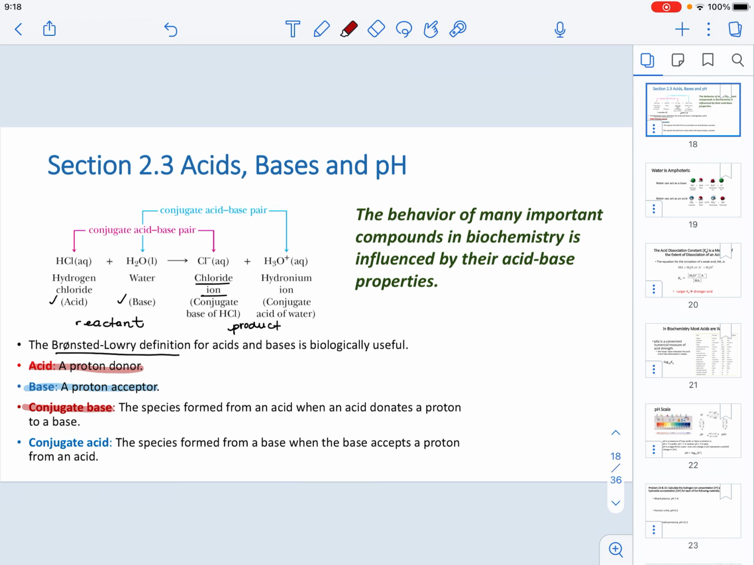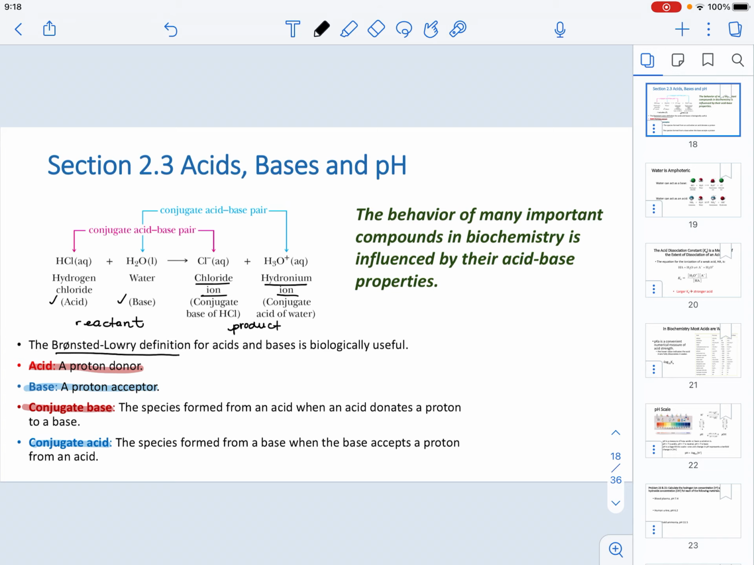We also have in this system a conjugate acid. And the conjugate acid is related to the base because it's the molecule that results from the base accepting the proton from the acid. And in this reaction, you can see that the hydronium ion is going to be the conjugate acid of the water molecule in this reaction.